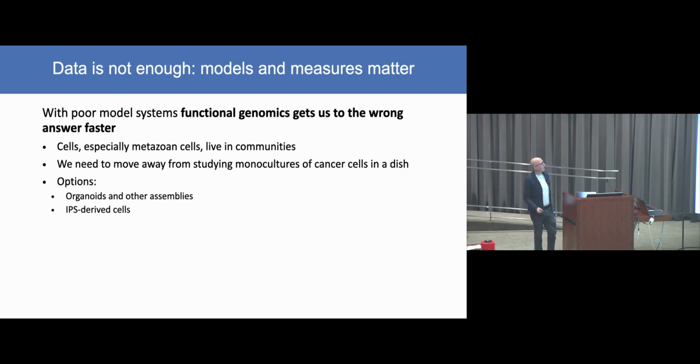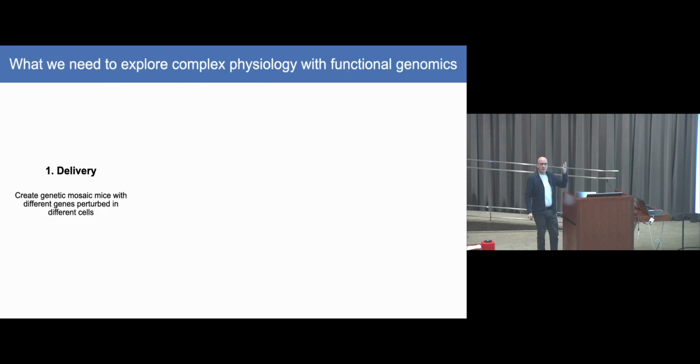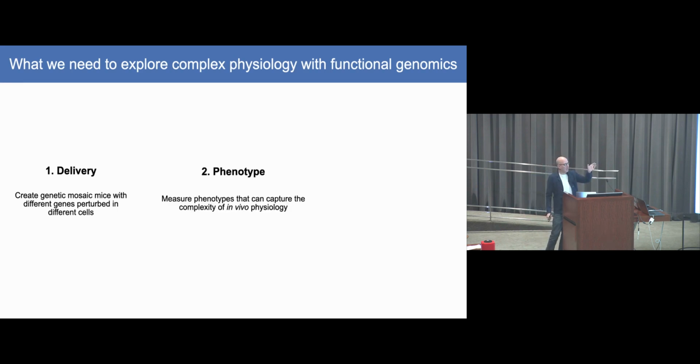But we really wanted to be able to discover regulators of complex physiology. So things like development, metabolism, especially in the context of liver, inflammation, disease, and cell non-autonomous effects as well. So in order to do this, we really had to do the screens in a true in vivo setting where we could deliver the genetic perturbations, in this case a guide, in a mosaic animal in which each cell would be getting a different perturbation, be able to measure the phenotypes that capture the complexity of the in vivo physiology.